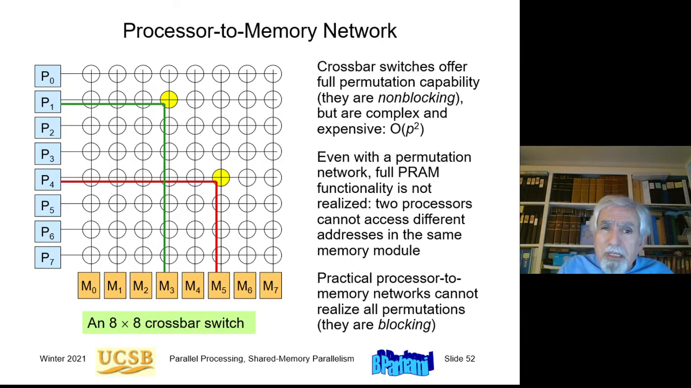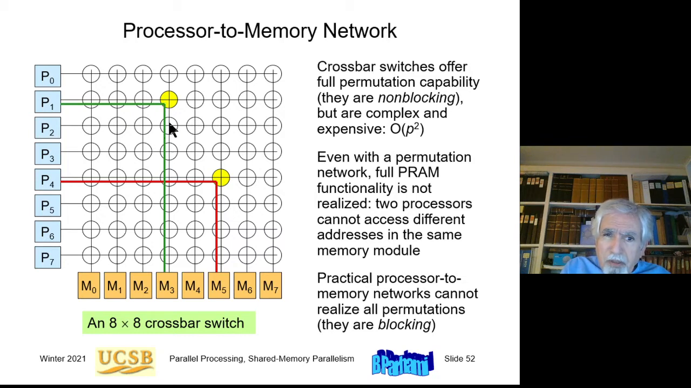Okay, conceptually, the simplest processor to memory network is a crossbar switch. And this is an example of a crossbar switch design. So here I've shown processor 1 is accessing memory module 3, and processor 4 is accessing memory module 5 through this crossbar switch. So these switches basically route straight through, and this one basically makes a turn, right turn.